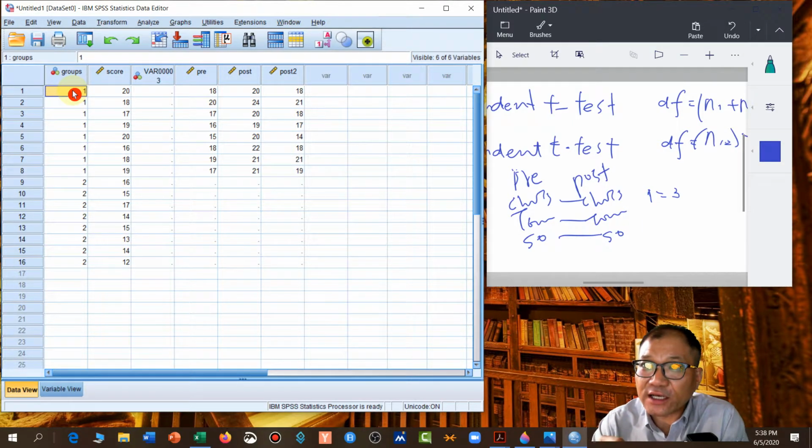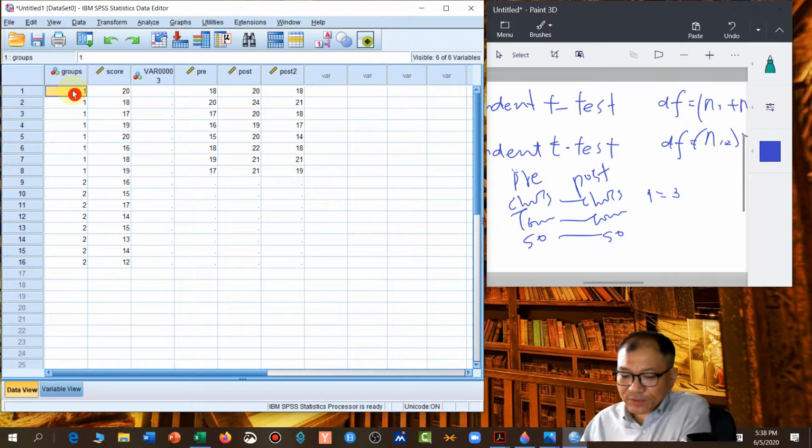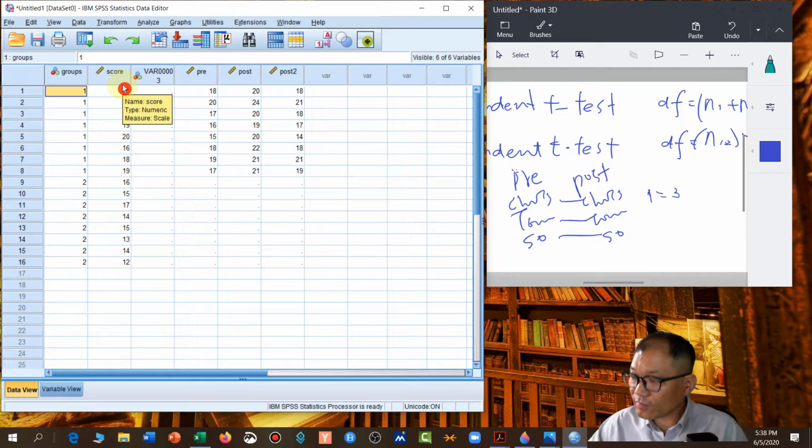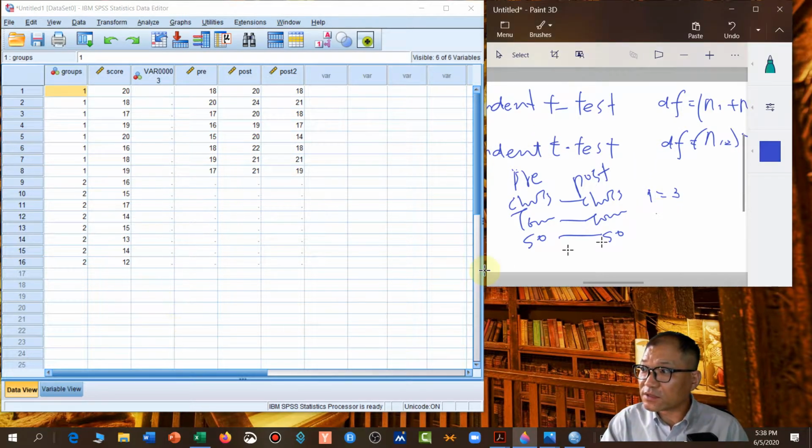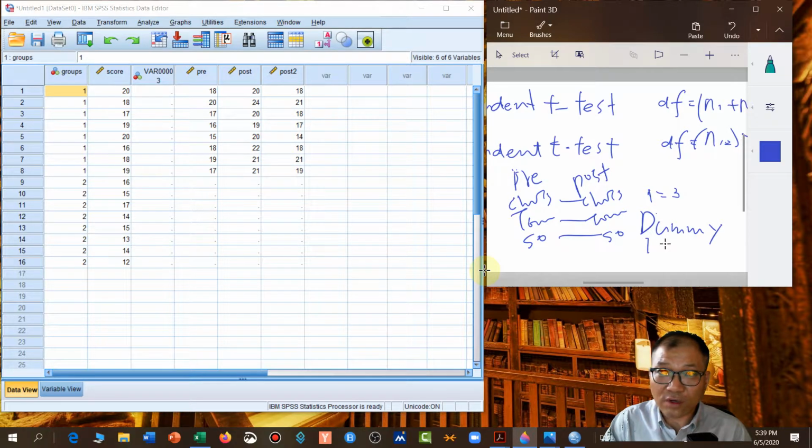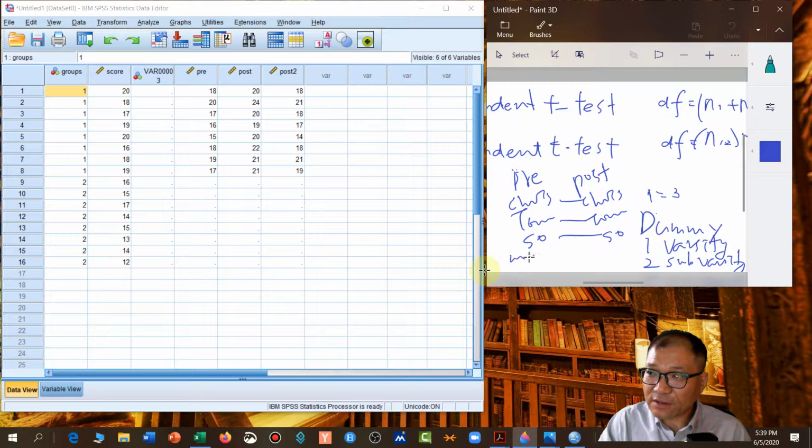Now you have 1 and 2. SPSS will follow your directions. You are the commander to manipulate SPSS. Now we have a new concept for SPSS, which is dummy code. I will write down dummy codes. In this case I put 1 for varsity, and I put 2 for sub-varsities.